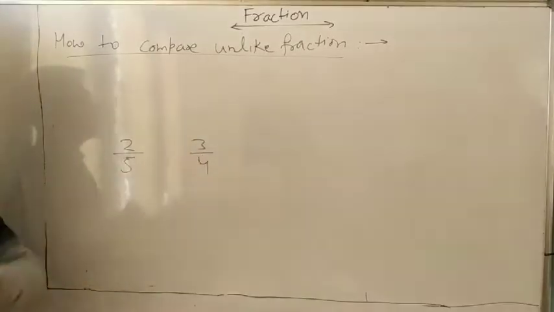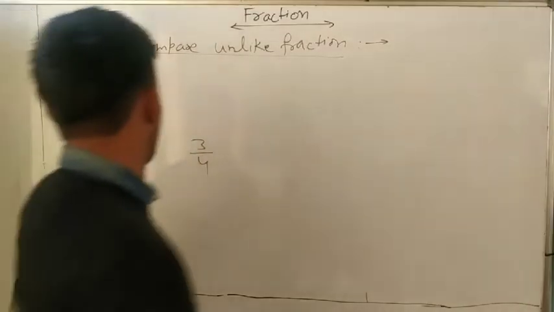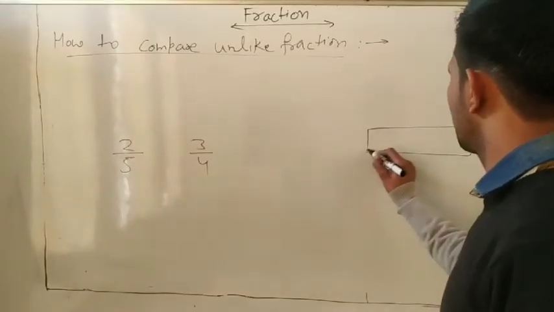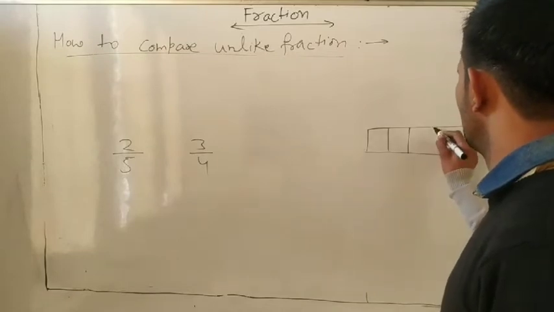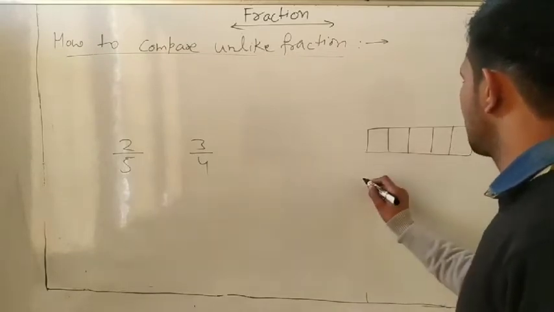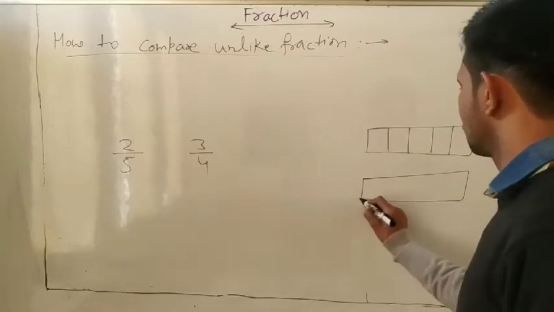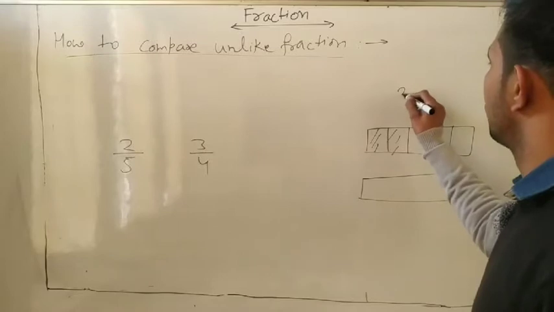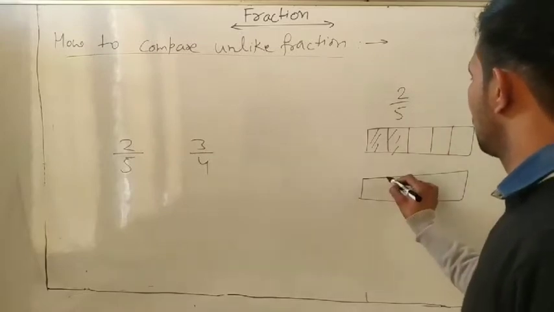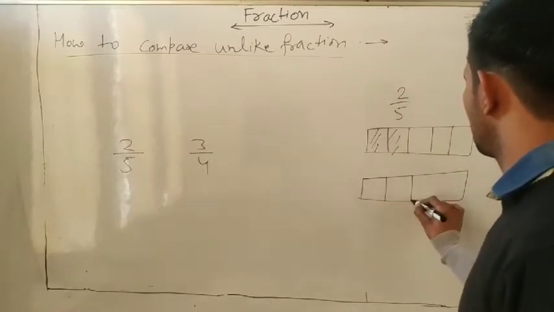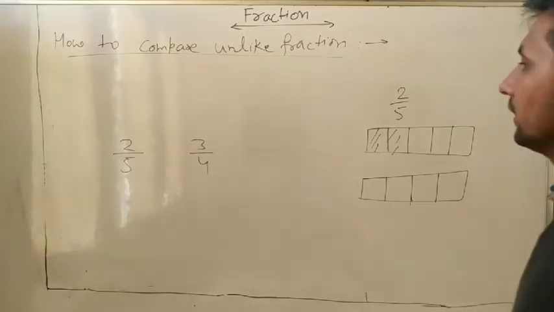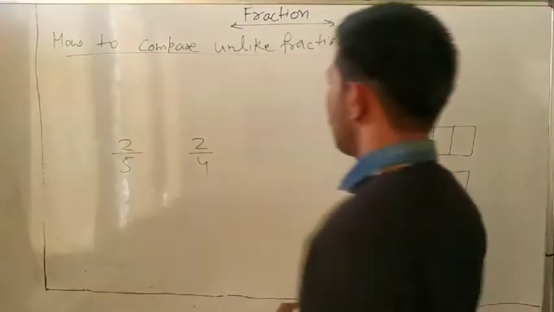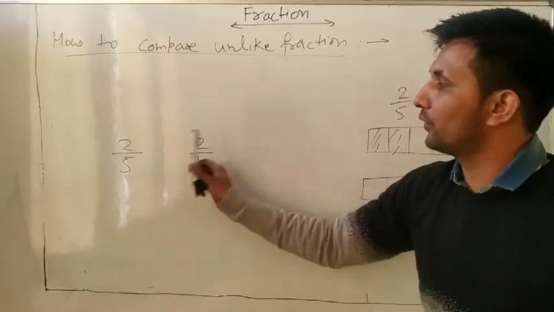So tell me which one is greater? It is very difficult. Look, 2 is out of 5 equal parts: 1, 2, 3, 4, 5. Same as it is, 4 equal parts. Now 2 upon 5: 1 and 2. So it is 2 upon 5. Now 4 parts: 1, 2, 3. Now you can write 2 upon 4. So 2 upon 5, 2 upon 4.